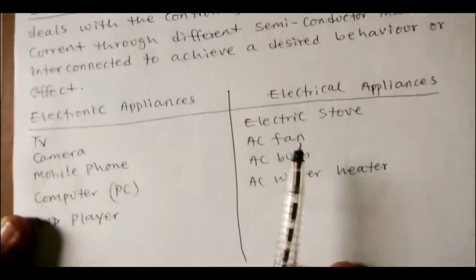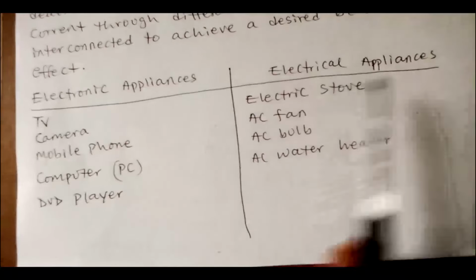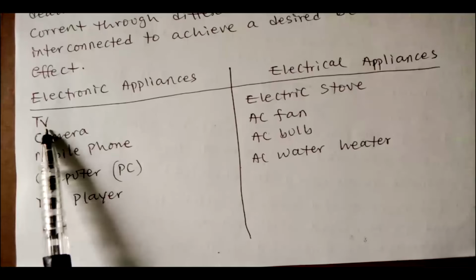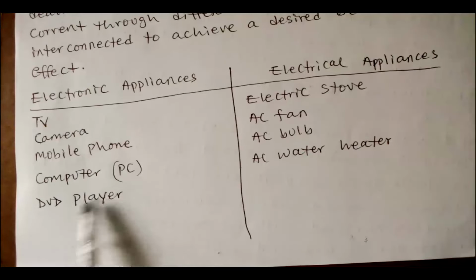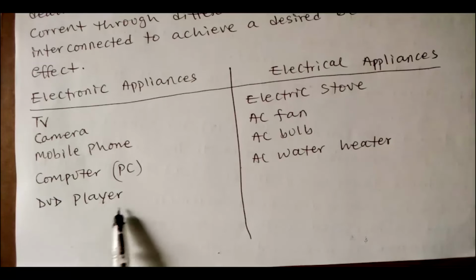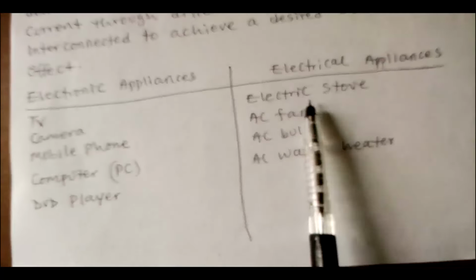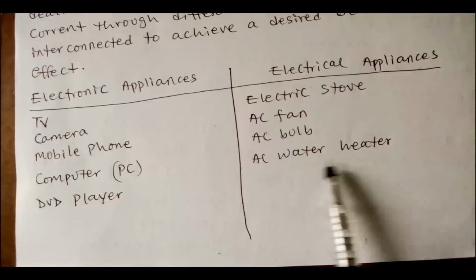So let's take a look at electronic appliances and electrical appliances. We need to know the differences. Your TV is an electronic appliance. So are your camera, mobile phone, computer, PC, and DVD player. There are so many. Electrical appliances include the electric stove, AC fan, DC bulb, and AC water heater.